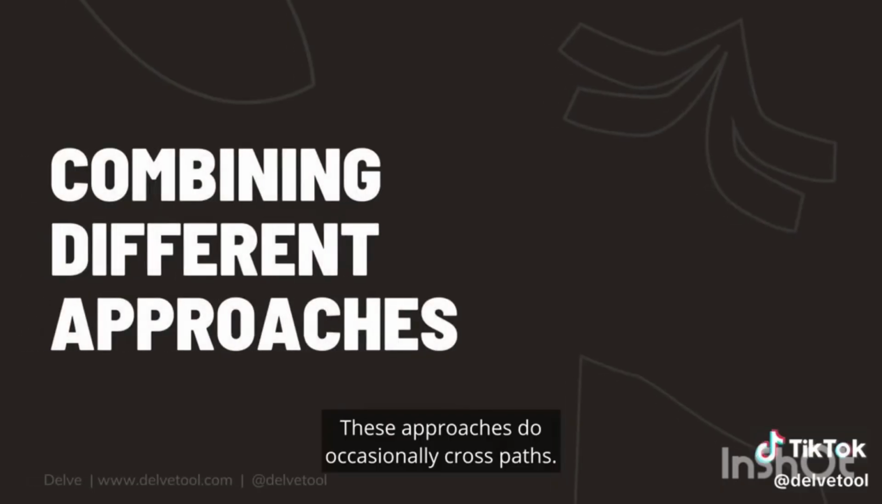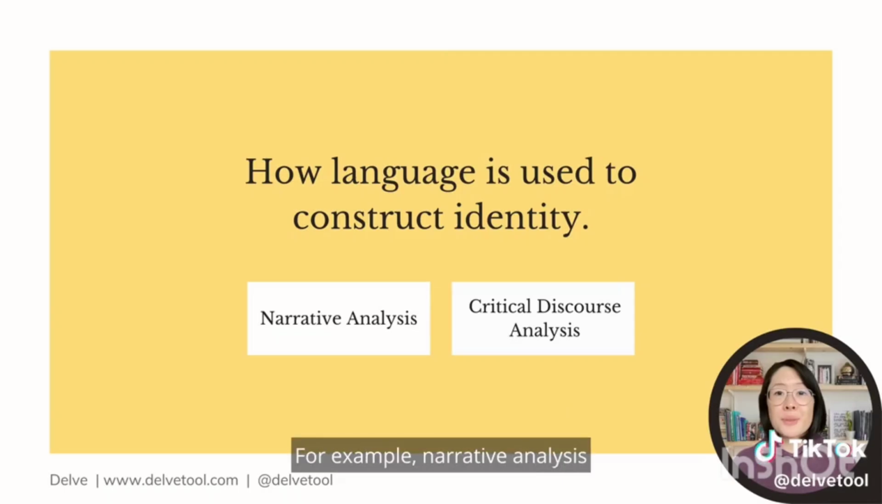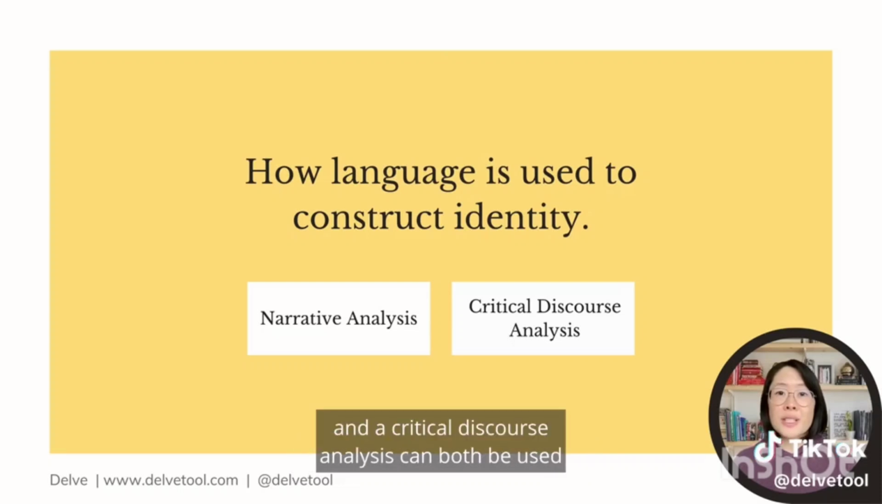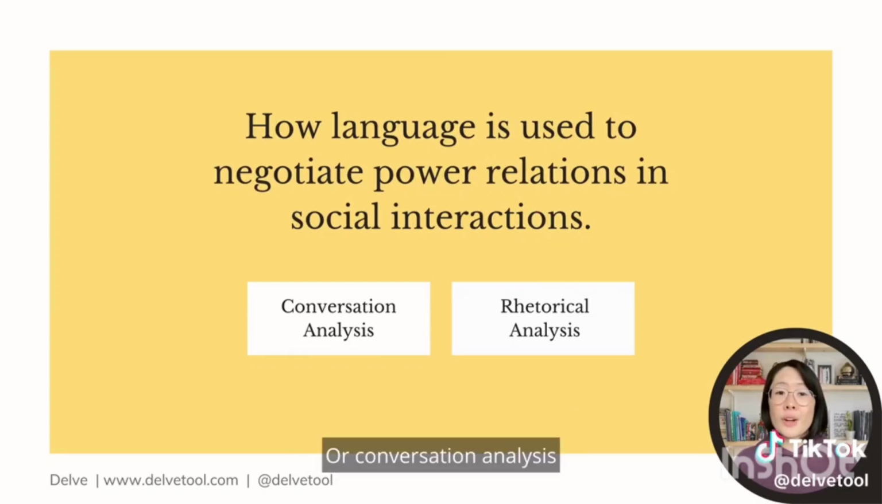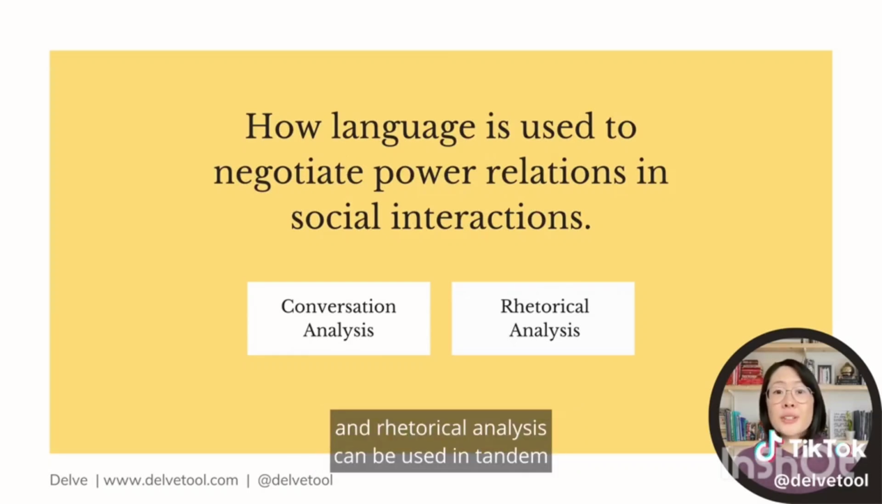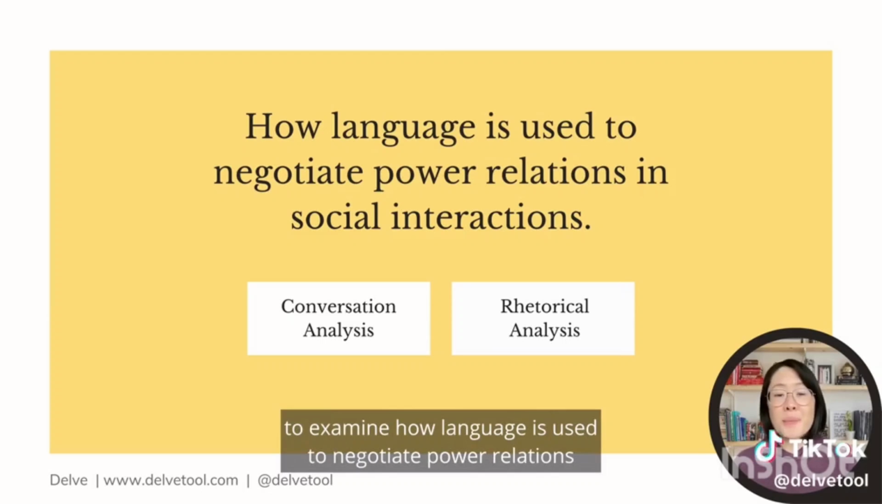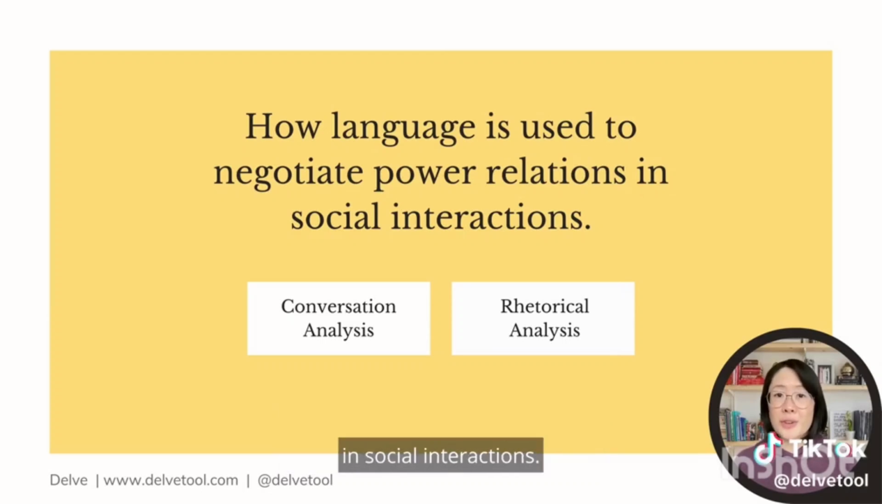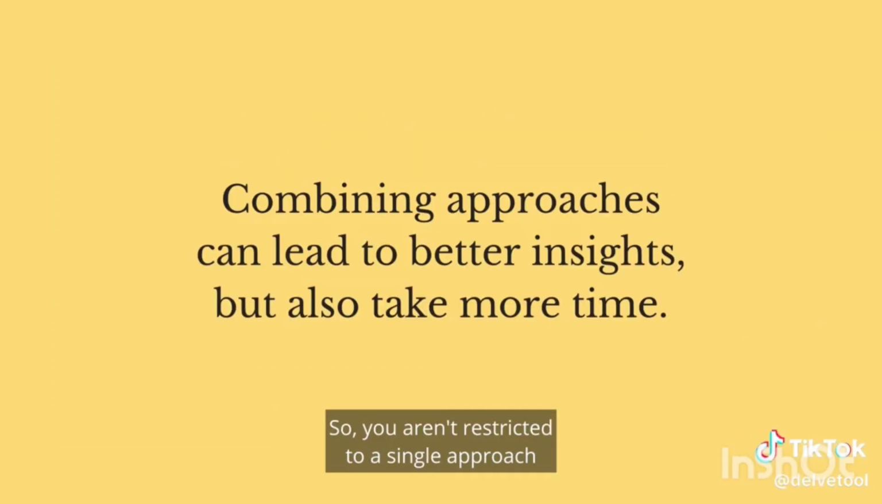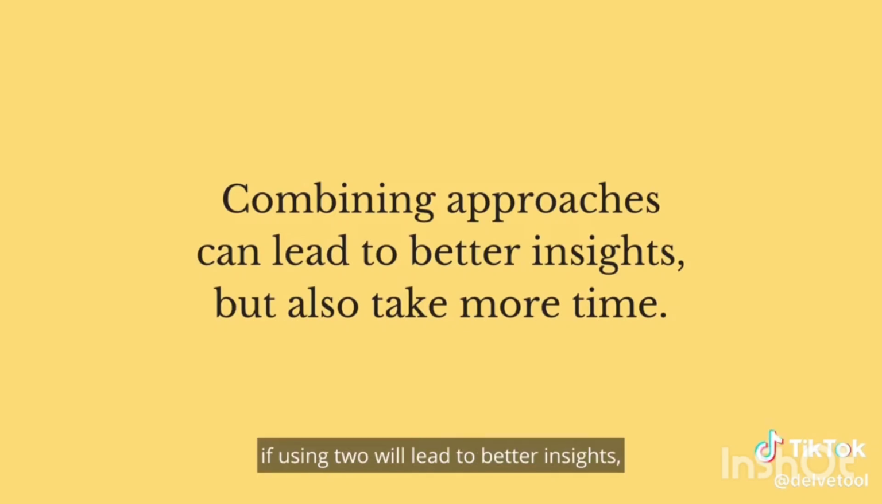These approaches do occasionally cross paths. For example, narrative analysis and critical discourse analysis can both be used to look at how language is used to construct identity. Or conversation analysis and rhetorical analysis can be used in tandem to examine how language is used to negotiate power relations in social interactions. So you aren't restricted to a single approach if using two will lead to better insights. But keep in mind that using two or more will require a larger time investment.